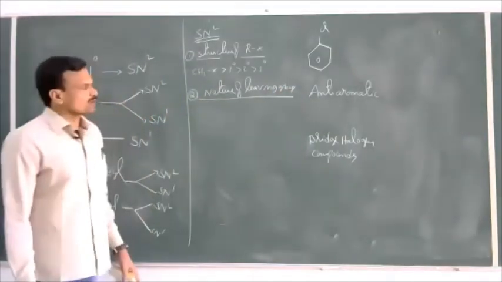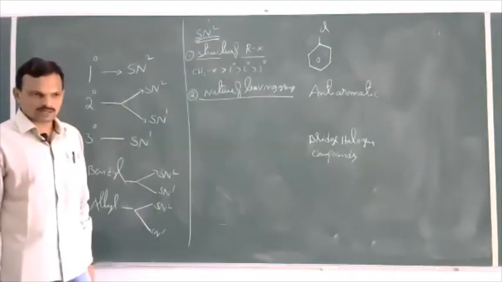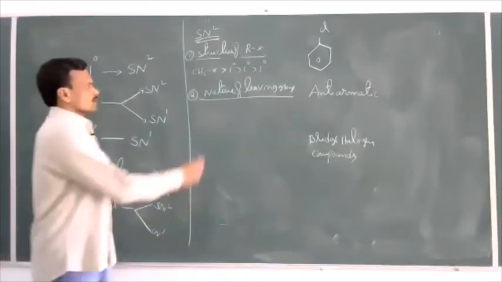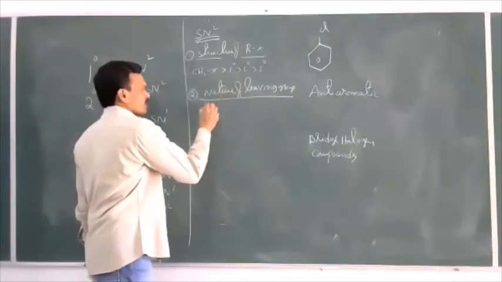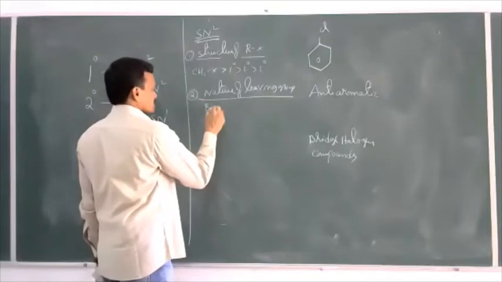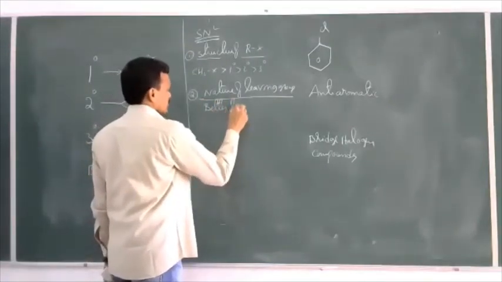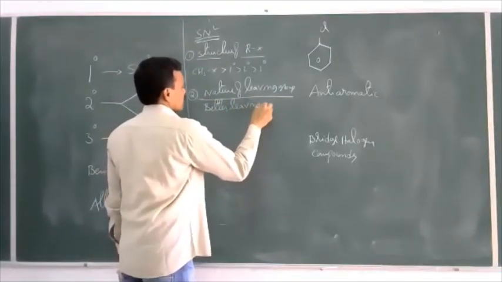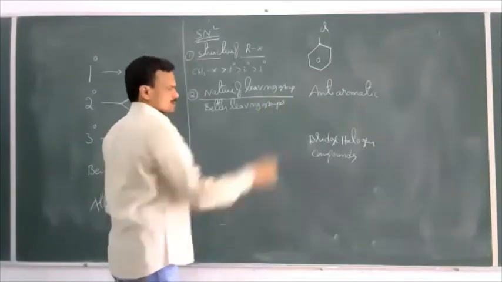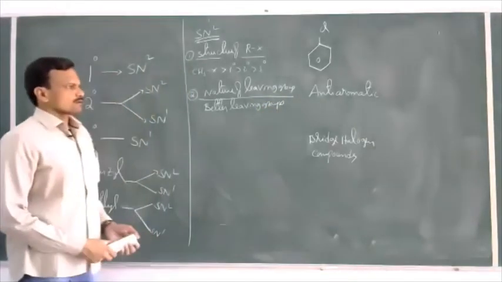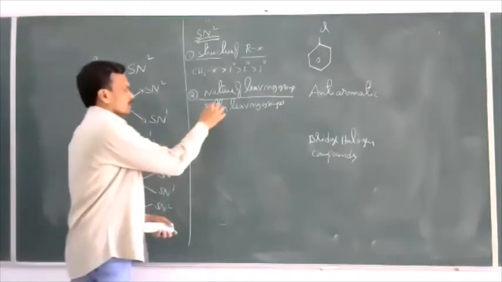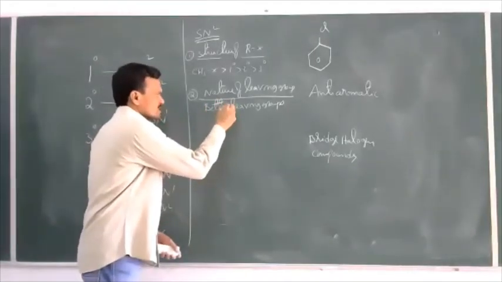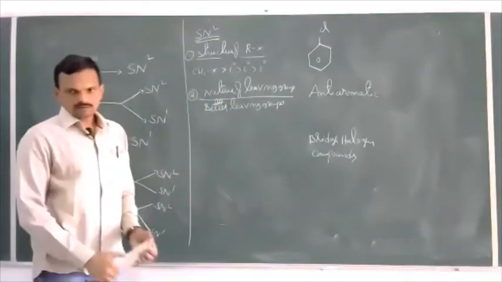And this is just similar to the SN1 mechanism we discussed. So better leaving groups favor the SN2 mechanism. What are better leaving groups? Weak bases are better leaving groups.